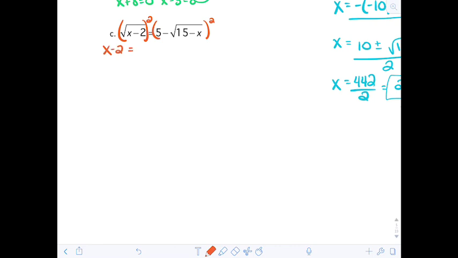I'm going to have x minus 2 is equal to, now you are going to have to FOIL this. So FOIL very carefully. My first is going to give me 25. And then my outer and my inner are both going to be negative 5 times the square root of 15 minus x. So when I add them together, I get negative 10 square root of 15 minus x. And then plus that quantity, 15 minus x. So I still do have that radical in there. I have one left. So now I want to isolate that radical.